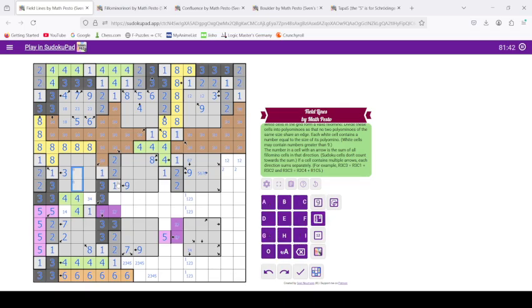Eight's over here. Nine's over here by Sudoku. In fact, nine's over here by Sudoku, because of those nines looking at it.